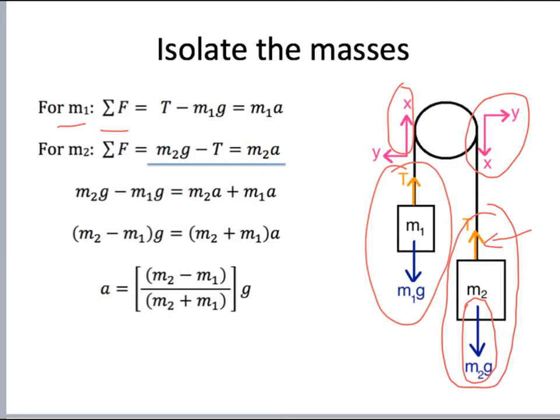Now, what do we have here? We've got equations that have multiple unknowns. We don't know the tension, we don't know the acceleration. But we also have two equations. Two equations, two unknowns. So I could solve this one for the tension and then plug it into there. And that's the usual way that you solve a system of two equations that have two unknowns.